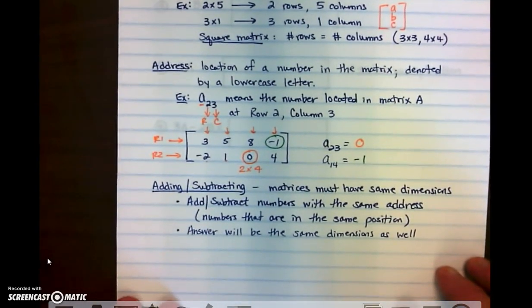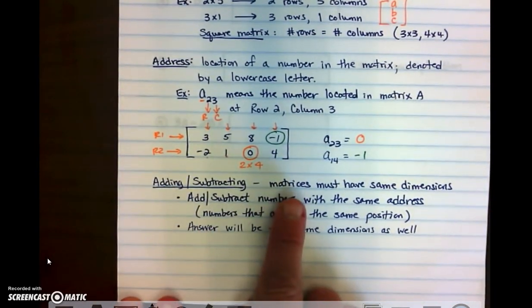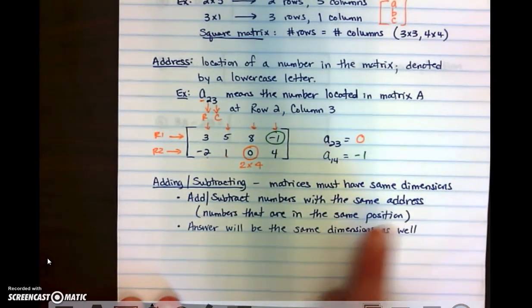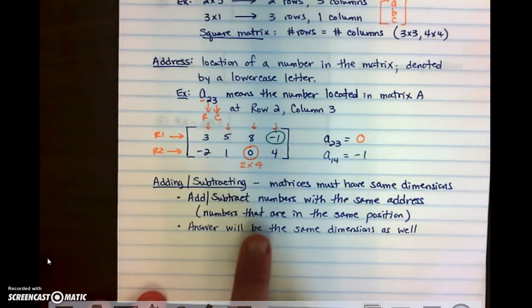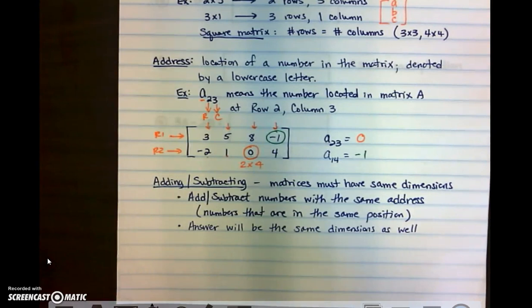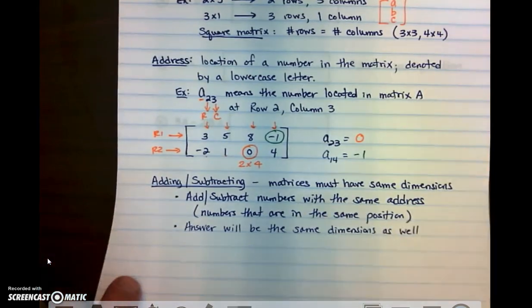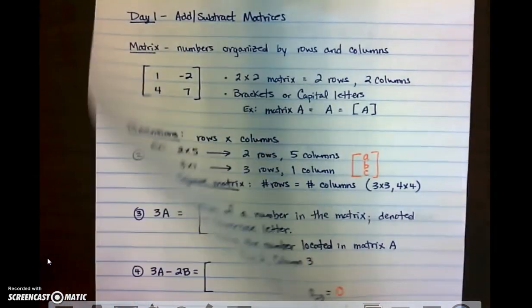Now let's talk about adding and subtracting. In order to add and subtract, they have to have the same dimensions. So a 2 by 3 and a 2 by 3, a 3 by 3 and a 3 by 3, a 2 by 5 and a 2 by 5. The way that you add and subtract them is you just take the numbers that have the same address, and those are the ones you add or subtract, or basically the numbers that are in the same position. And your answer will be the same dimensions as the matrices that you begin with. So let's look at a couple examples of adding and subtracting.